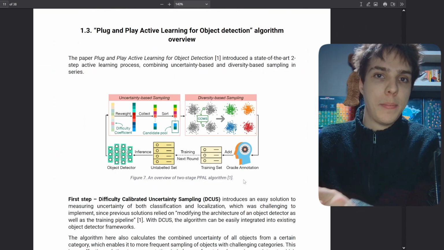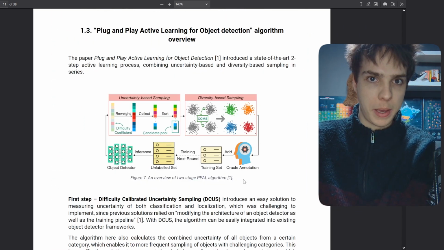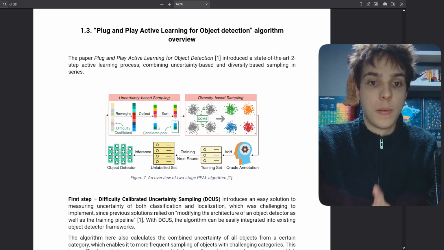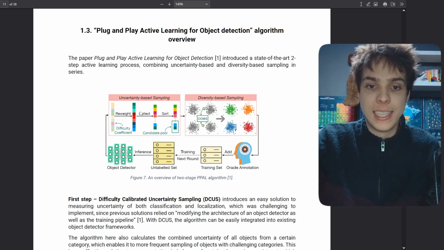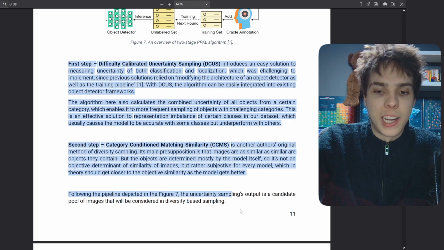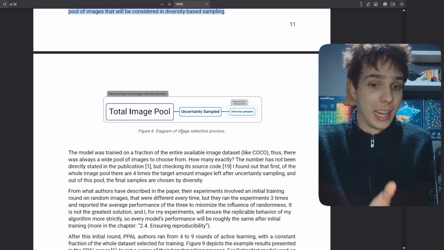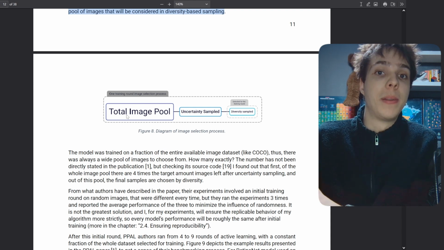And this is the pipeline, the algorithm from the paper that I was analyzing that achieved state-of-the-art by combining these 2 methods in a series. And here I describe this algorithm. This is not necessary, but maybe it helps someone. That's how the pipeline works.